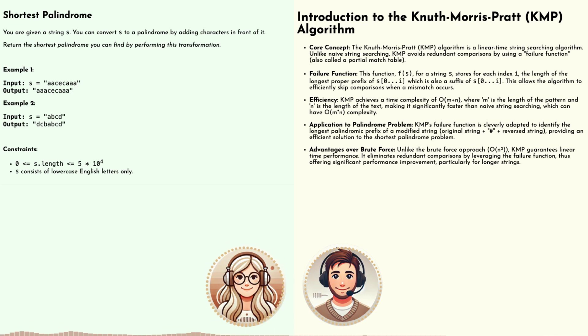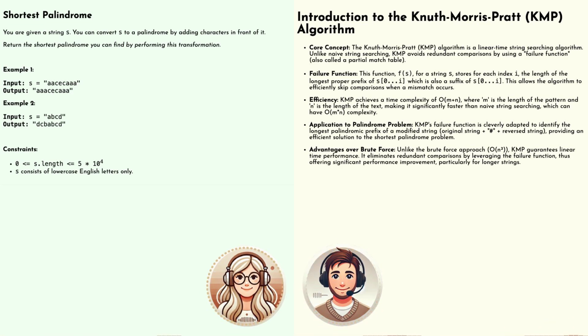KMP is a pattern matching algorithm that's all about finding occurrences of a pattern within a larger string. Okay. And it does so with remarkable efficiency. Now, you might be thinking, but we're not exactly searching for a specific pattern. We're trying to create a palindrome. Right. Here's the key insight. We can transform our problem into a pattern matching task.